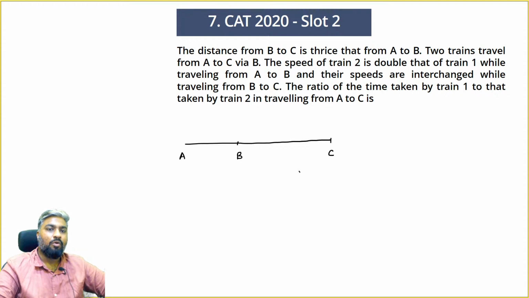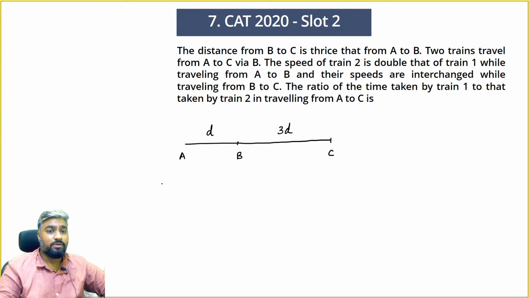What are they saying? Distance from B to C is thrice that of A to B. So if I say A to B is D kilometers, then B to C will be 3 times D kilometers. So total distance is 4D kilometers. 2 trains travel from A to C via B. The speed of train 2 is double that of train 1 while traveling from A to B.